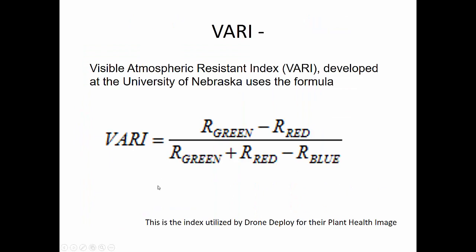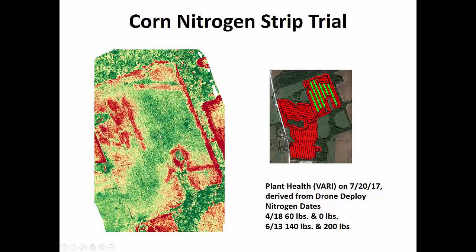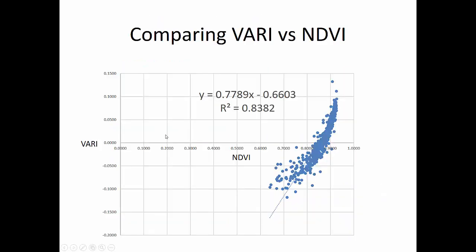One other item being utilized specifically by a cloud-based drone imagery processing service, Drone Deploy, is what they call a plant health map, which is actually this VARI index map. It's usually just the visible portions, divided out in a different way, so that you get a VARI index map. This next slide is a VARI index map for that same study, and you can see some similarities.